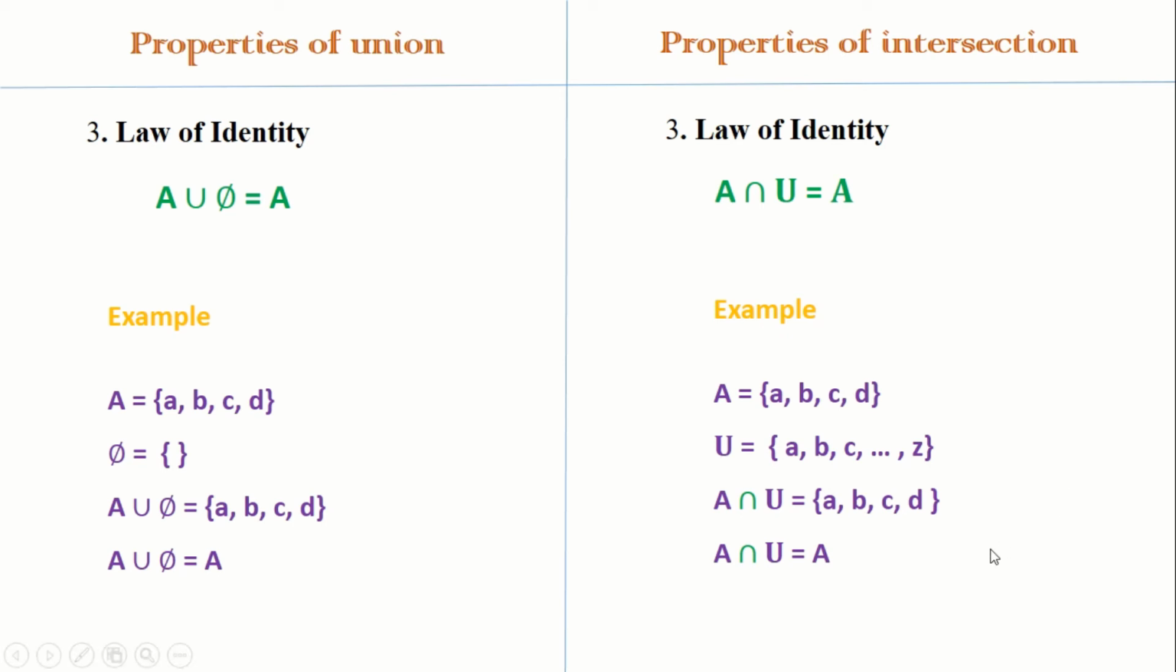So now what are the common elements for the set A and the universal set? That is a, b, c, d. So that a, b, c, d is given in the set A intersection U, that is, the universal set. So thus A intersection the universal set is the set A itself. So the law of identity holds for union and intersection operators.